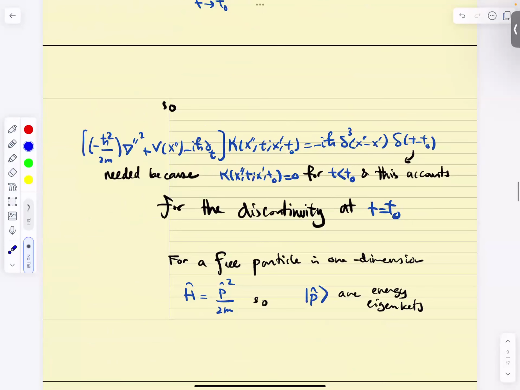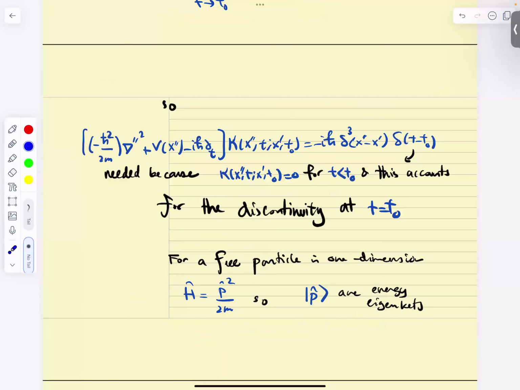Surprised I'm on time. All right. So what we're going to do is calculate the propagator. I'm going to do this very quickly, and you're going to work it out in detail in your homework, or maybe by yourself. Find the propagator for a free particle. So for a free particle, my Hamiltonian is just p squared over 2m, and the energy eigenkets are the kets p.